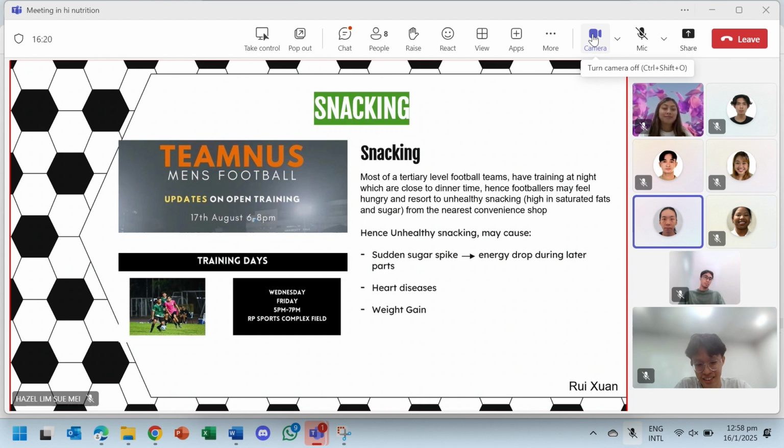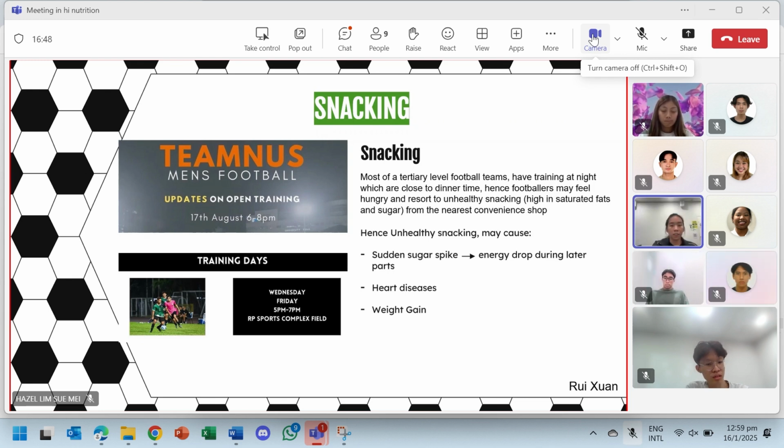Next up, we have snacking. As most tertiary students have their training at night, close to dinner time, some footballers may resort to eating snacks when they are hungry from a nearby convenience shop like Cheers or 7-Eleven. Hence, they may do something called unethical snacking, which may cause a sudden sugar spike, leading to a quick burst of energy, then followed by a crash, which makes the athlete fatigued and sluggish towards the later part of the training. Another thing is most of the food is high in saturated fats and sugars. It may cause heart diseases such as heart failure and coronary heart disease, and lastly weight gain.